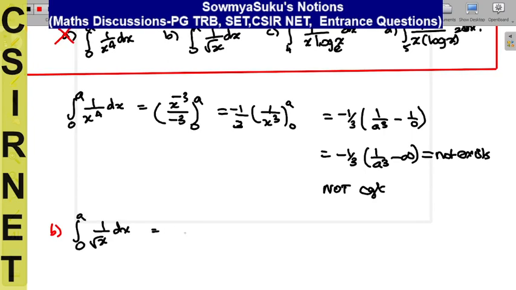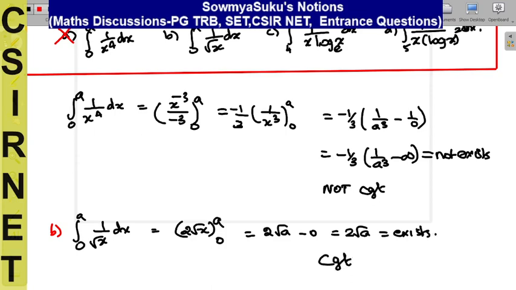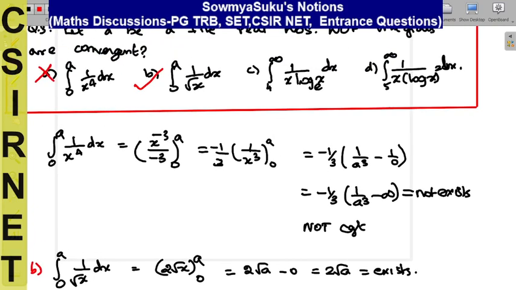Using the normal method, x to the power minus 1 by 2. The integral of 1 divided by root x, we know, is 2 root x, from the limit 0 to a, that is 2 root a minus 0. Yes, it is finite, 2 root a. It exists and is finite, hence we can say it is convergent. So option B is the right option. Let's check the third one. The third one here is the integral.